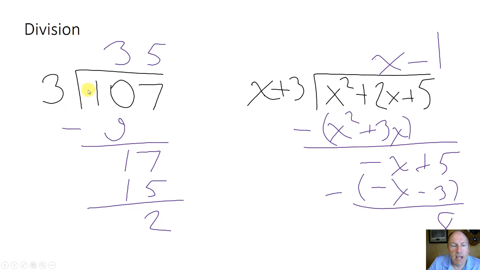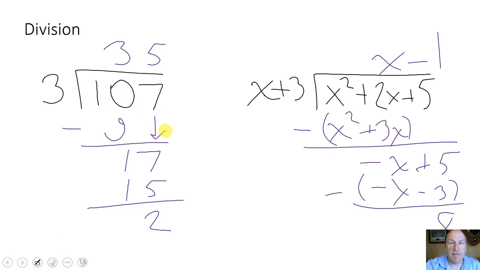and we go step by step. Well, 3 goes into 10 3 times. So 3 times 3 is 9, so we're going to subtract 9 from the 10. That leaves us a 1. Then we bring down the 7, and we're left with 17.